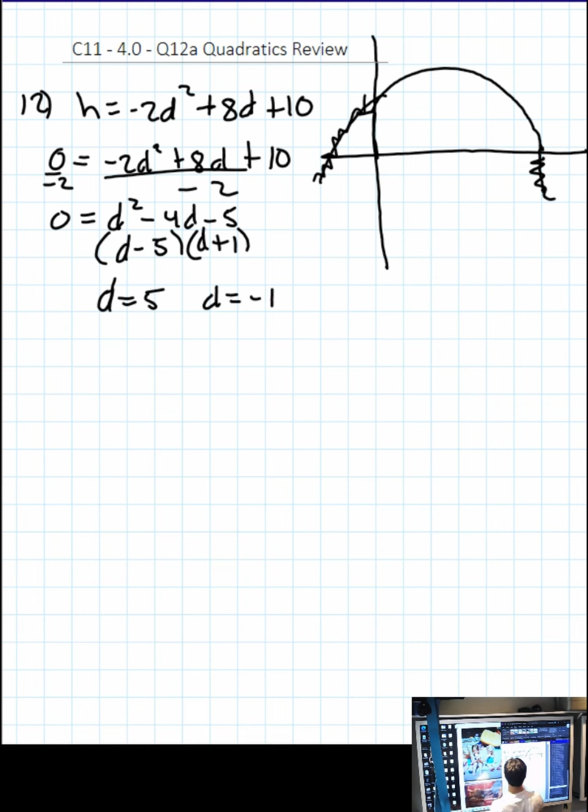Now, let's mark our x-intercepts on the graph and label them. So on the left-hand side, we can say negative 1, 0. Now that one's not part of it. Let's put a single line through it and a single line through our answer, d equals negative 1. Now let's label the other one off to the right, 5, 0. That's how far it goes. So the question says, how far did the arrow go before hitting the ground? Let's answer the question in English. 5 meters before hitting ground.